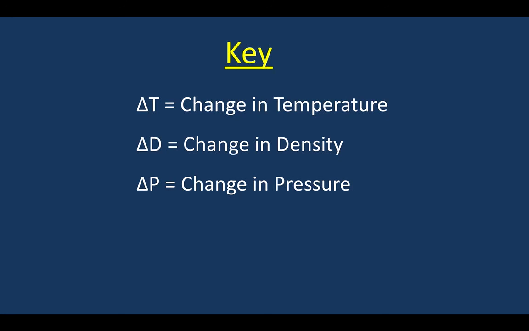The little triangles before each one is a symbol, a Greek symbol called delta. And we use that to say change in temperature. So when you see the delta T, the delta D, the delta P, that means change in temperature, change in density, change in pressure. Okay? So we'll be using those. You'll notice up on your table up at the top that those symbols are there. We'll be adding some information about those as we go along.